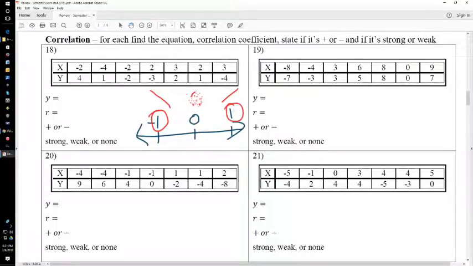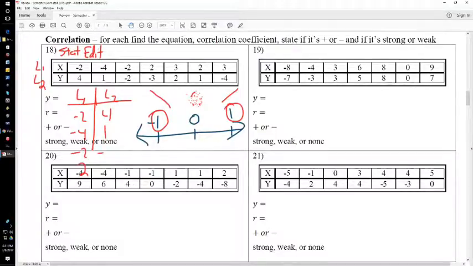So what we're going to do is go to Stat, Edit. Under L1, put all your X's. Under L2, put all your Y's in order, so that you'll see L1, L2, and you'll have -2, 4, -4, 1, -2, -2, +2, -2, -3, all the way down the list.